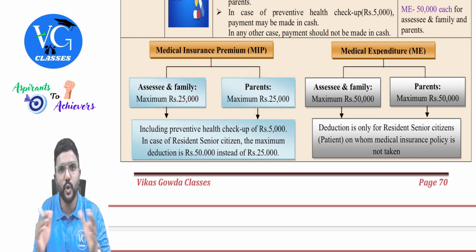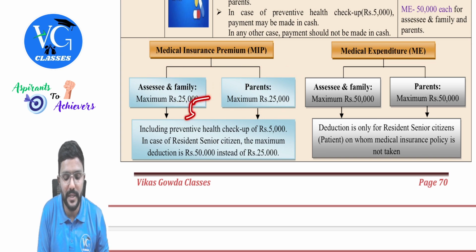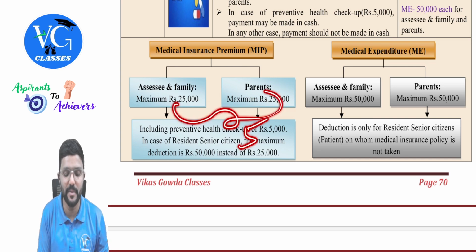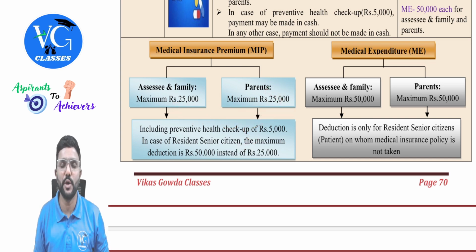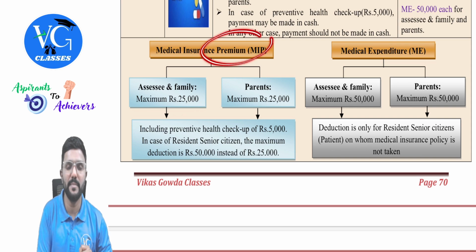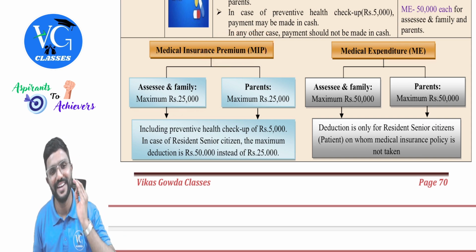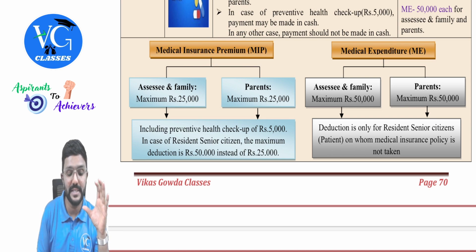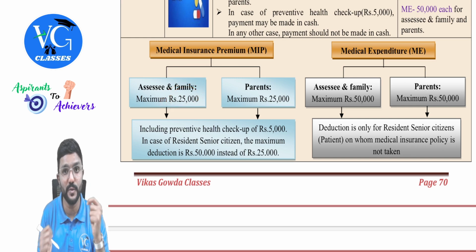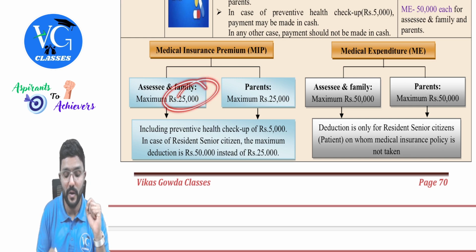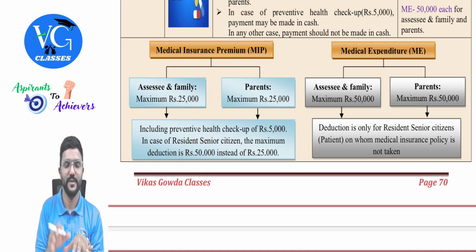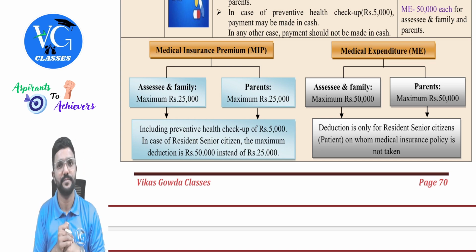Sir, can I claim totally 5 or 5 plus 5? No, no. You cannot claim 5 plus 5. Both put together maximum 5,000 for preventive health checkup, which can be paid in cash, whereas the premium has to be paid in any mode other than cash. Okay, sir. And please be careful, guys. It is not 25,000 plus 5,000. 25,000 or 50,000 as the case may be, includes 5,000. So 5,000 is a part of it.